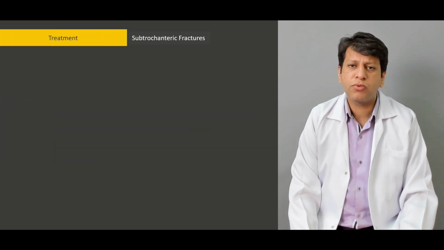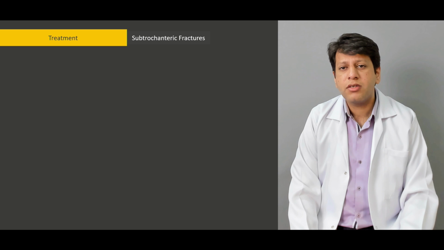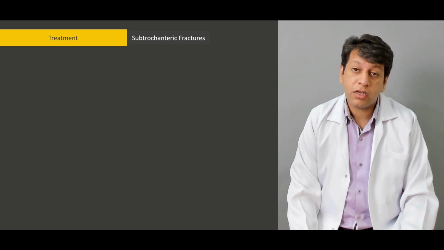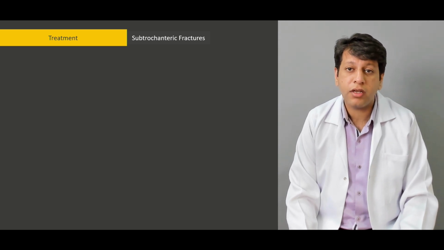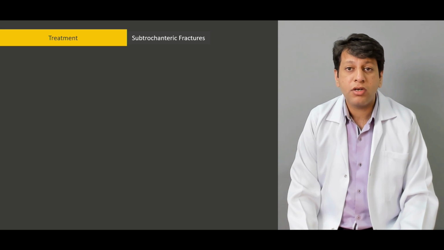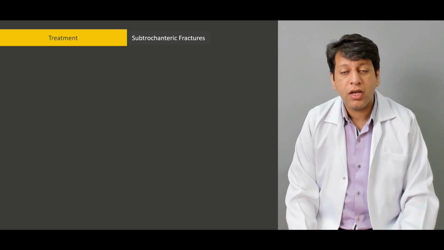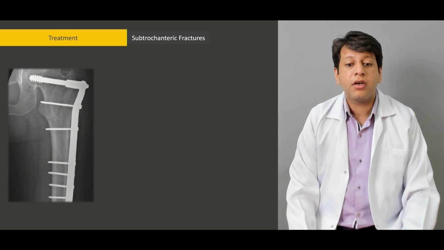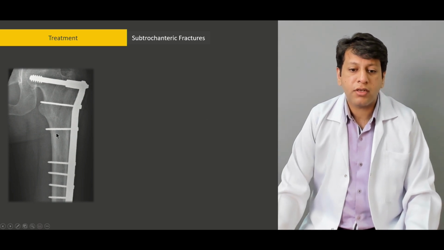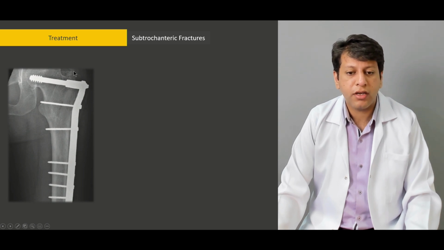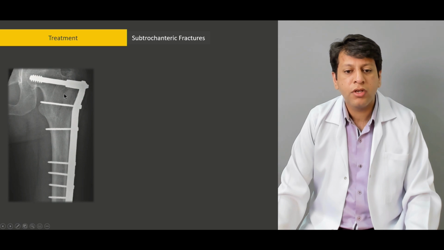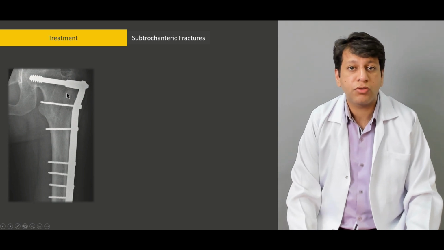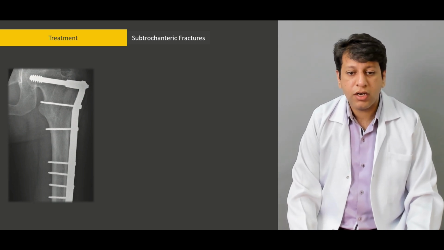Now coming to the subtroch fractures. Again, there is the Seinsheimer classification and Russell-Taylor classification. What matters over here is whether there is extension into the piriformis or not. If there is extension into the piriformis, for example if this was the X-ray, this is a fracture which is starting right here and going all the way up to the piriformis, you can go for a dynamic compression screw or even the recon nail as well.